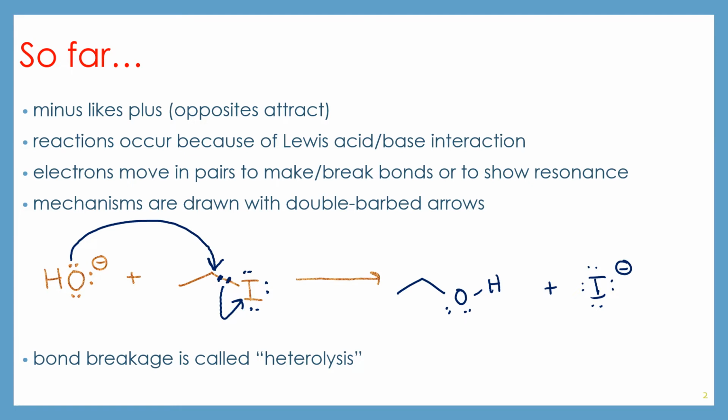Also, I want to point out again that the mechanisms are drawn with double barbed arrows. When we say barb, we mean the end of the arrow. A single barbed arrow, which we're about to learn about, looks like this.